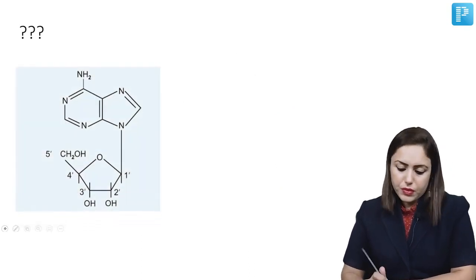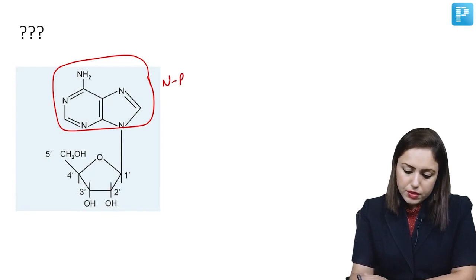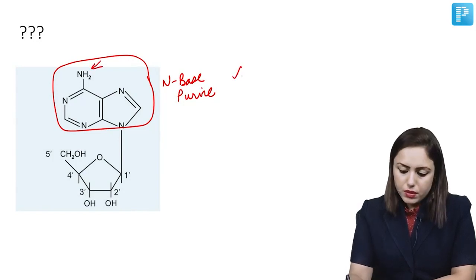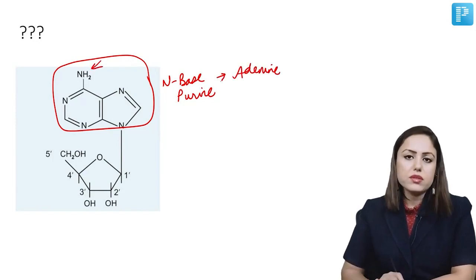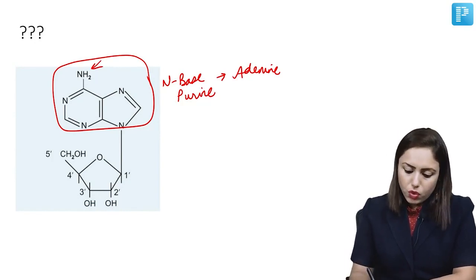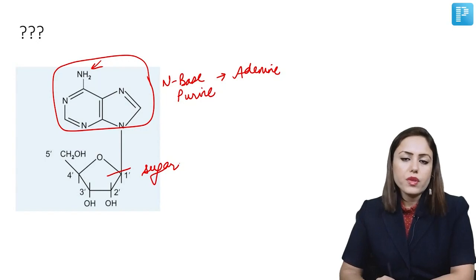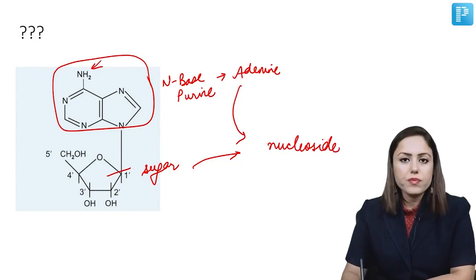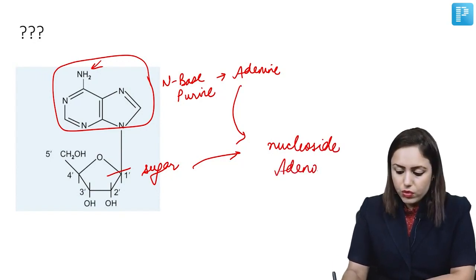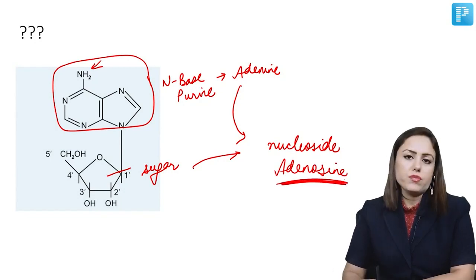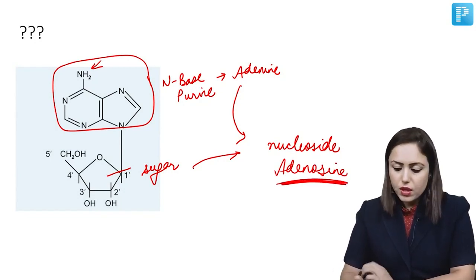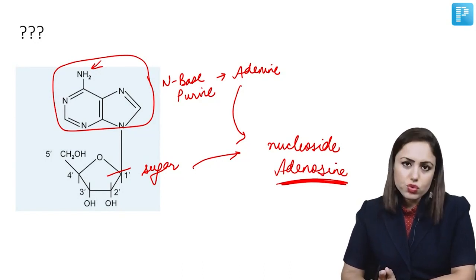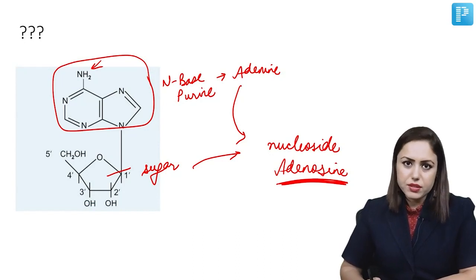Okay, so now tell me, what is the structure? This is a nitrogenous base, this is a purine, 2 rings are there, amino group present here, so this is the adenine nitrogenous base. But this adenine nitrogenous base is also attached to this sugar. When adenine is attached to sugar, it becomes a nucleoside. In case of adenine, the nucleoside is known as adenosine. So this is adenosine. Okay, do watch the video on nucleotides also. There I have covered all the basics, right?